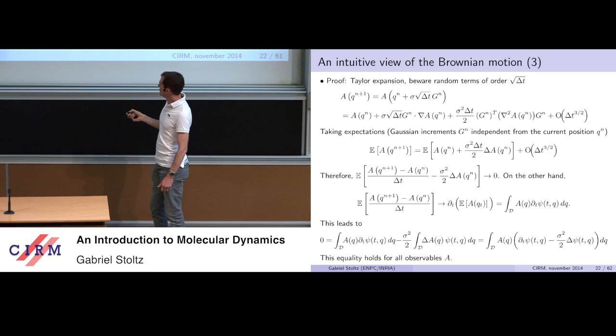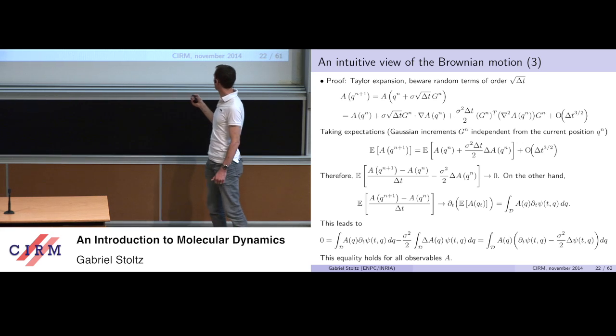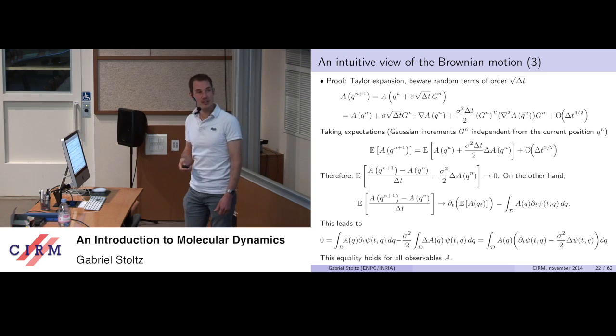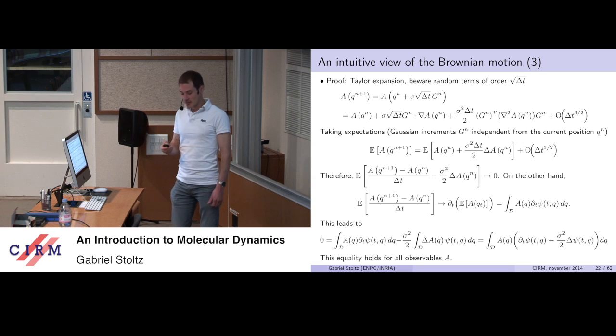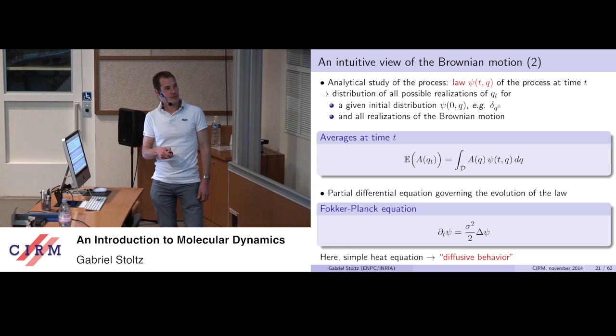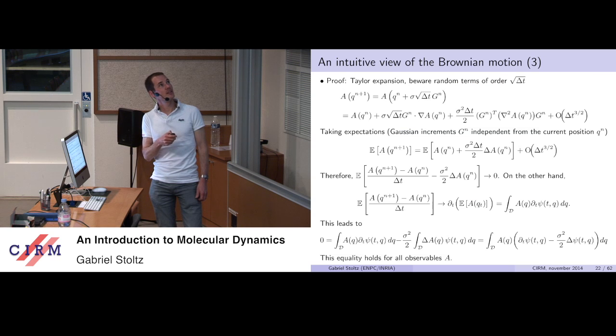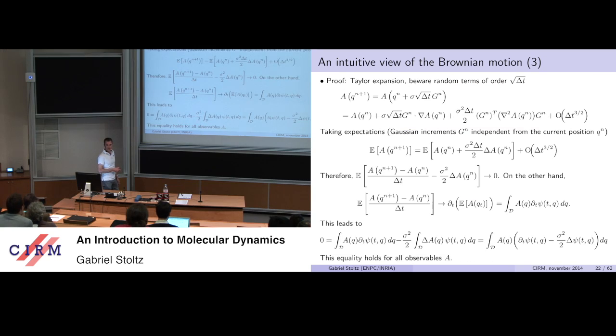And so then the conclusion is that the integral of A against the time derivative of the probability distribution is equal to sigma squared over 2 the Laplacian of A. And then when you do some integration by parts, you obtain this equality, which tells you that indeed psi has a diffusive behavior and satisfies some heat equation. So in the end, obtaining those kinds of Fokker-Planck equations is really not some magic. It's really a Taylor expansion and taking averages.